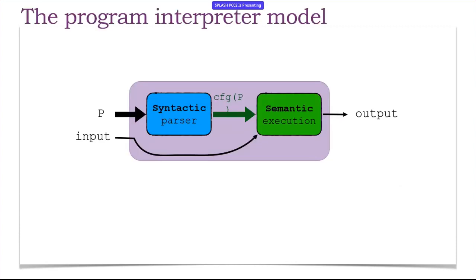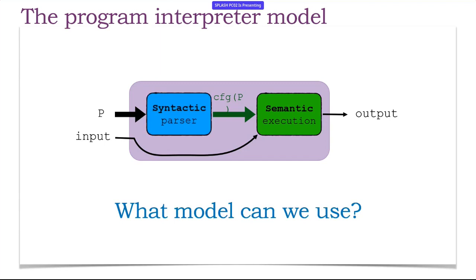Sorry for the conversion, there are some mistakes in the conversion from Keynote to PowerPoint. So the idea is, first of all, we observe that we can split the interpretation into two phases. The first one is the syntactic parser, where we just check whether the program is in the language we are interpreting. Then we generate the control flow graph of the program, and then we apply the semantic execution, which is the semantic interpretation, providing us the output with respect to the input of the program.